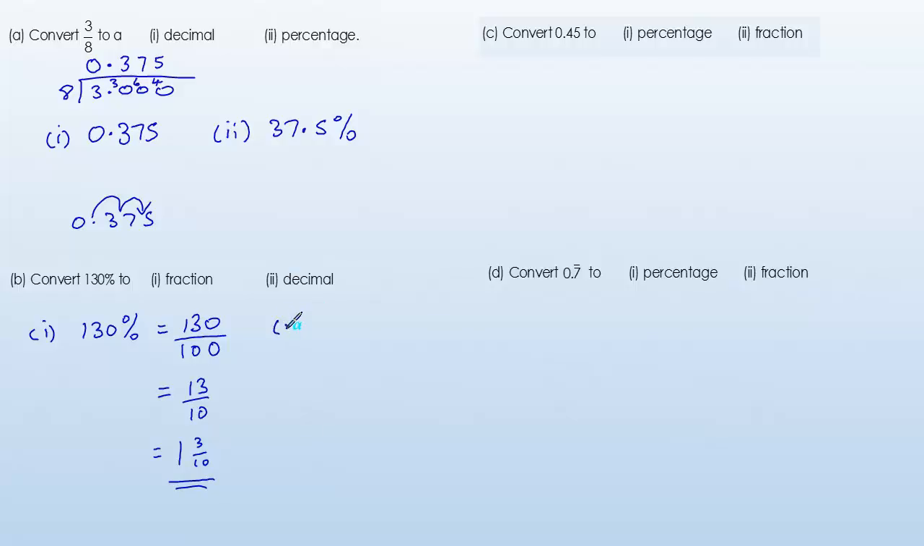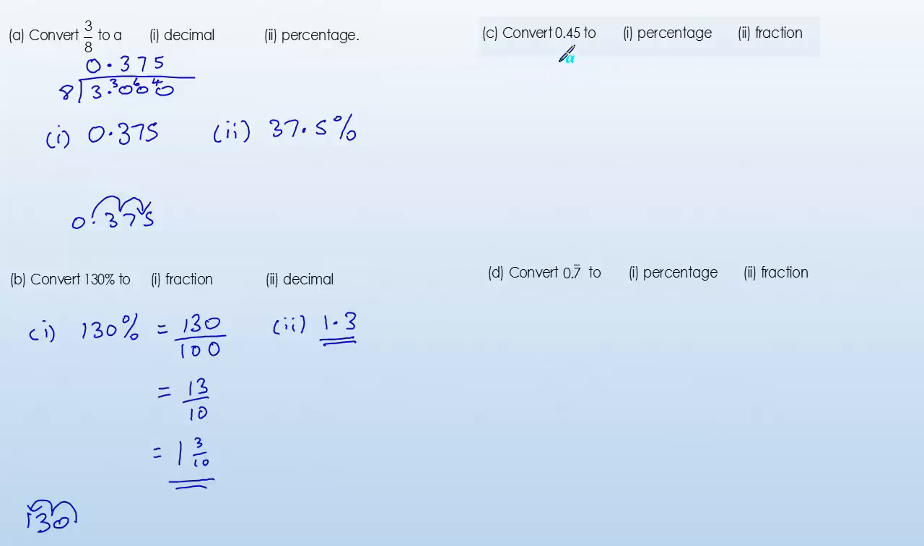To express a percentage as a decimal, we just divide by 100. So we've got 130 divide by 100, and the decimal point is going to go between the 1 and the 3. So that's going to be 1.3.